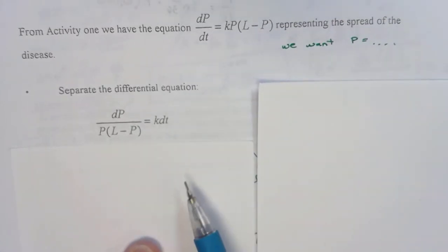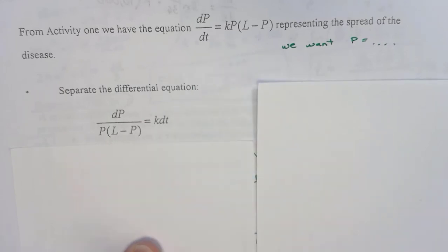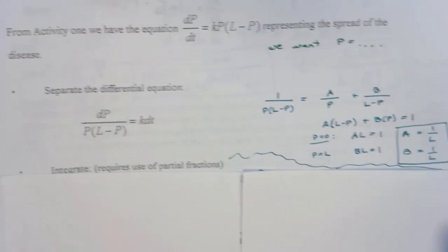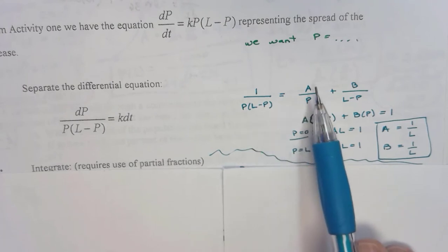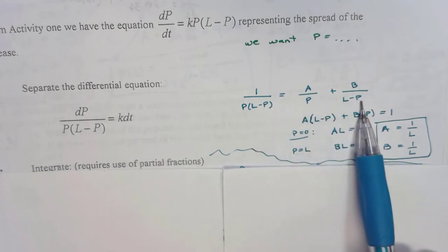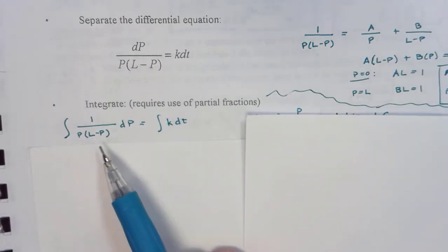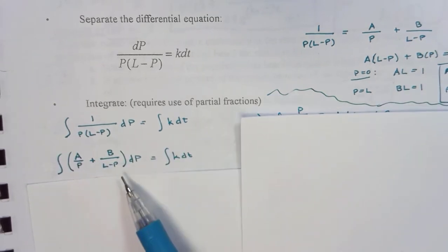So the first thing that we're going to do is take this equation and separate our variables. Remember that L is a constant. It is not a variable. And integrating requires the use of partial fractions. Remember what we just learned: I have P times L minus P. So I want to write this as A over P plus B over L minus P and use our methods that we learned in section 8.5 to actually find what A and B should be. So now I know that this fraction is going to become these two fractions.